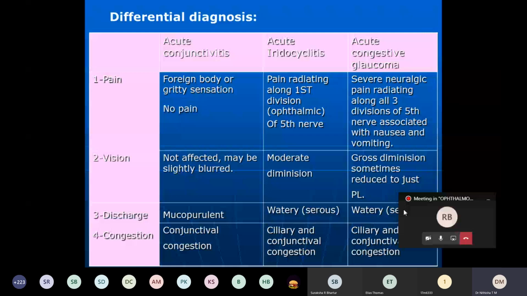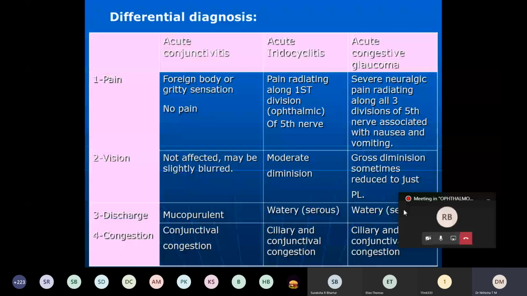Now, what is the differential diagnosis for acute red eye? Differential diagnosis for red eye: acute conjunctivitis, acute iridocyclitis, acute congestive glaucoma. In acute conjunctivitis, there is a foreign body sensation or gritty sensation. In iridocyclitis, it is pain radiating along the first division of the fifth nerve. In acute congestive glaucoma, there is severe neuralgic pain radiating along the third division of the fifth nerve, associated with nausea and vomiting.